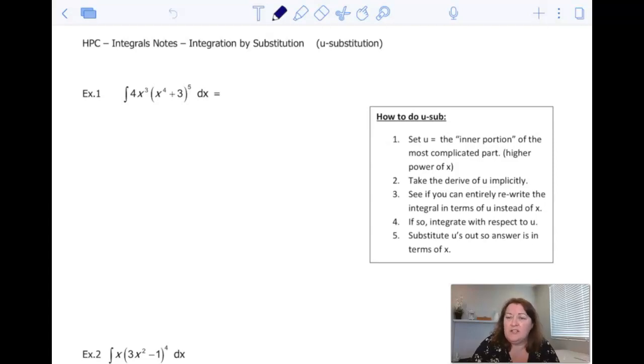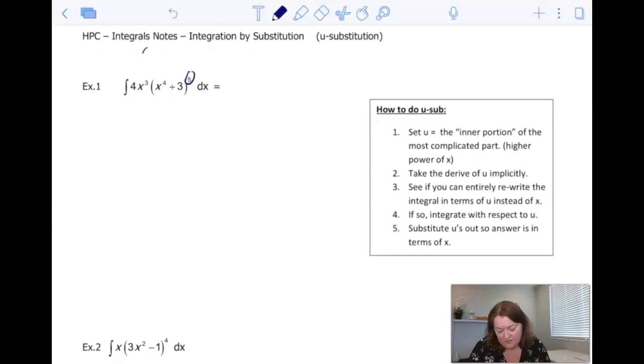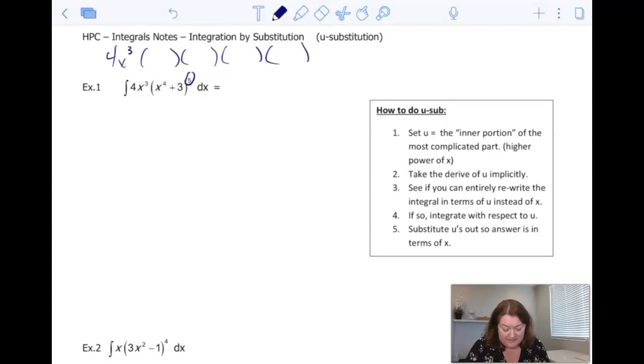U-substitution. Taking a look at the first one, I can't integrate that the way it is. One of my options would be to take this fifth power, multiply and distribute this out 5 times, and then multiply it by 4x to the third to get a polynomial string. Imagine how much work that would take. So we do have a shortcut, but it's got a few steps, and I've written the steps down on the right-hand side for you to follow along. We're going to take the more complicated parts and simplify them by setting them equal to another letter that we're going to call U. Let me erase this, and we'll go through the steps.